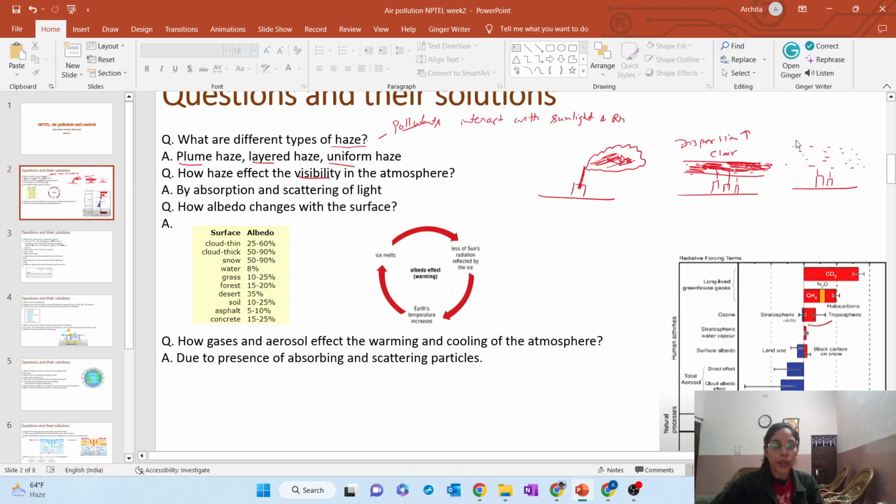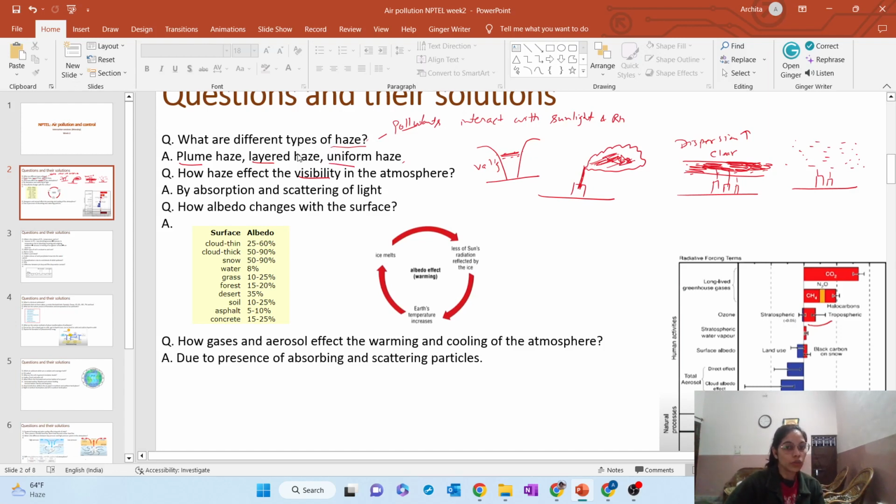The best way to experience these different types of haze is when we go into the mountains, because of the valley, so we can see these different phenomena of haze very clearly. In Delhi, generally what we see is uniform haze. We don't see the plume and the layered haze. But when you go to valley and mountain regions, you see these plume or layered hazes very clearly. So these are the three different types of haze that are found in the atmosphere.